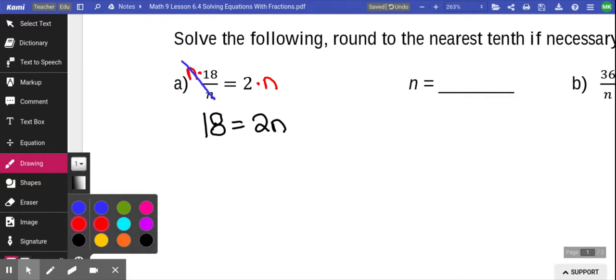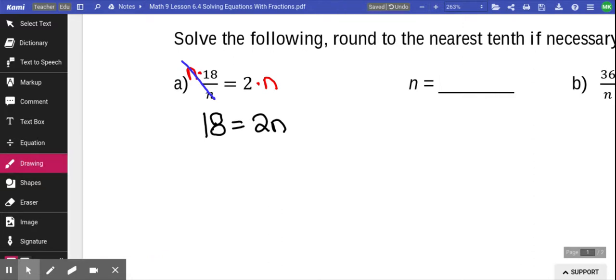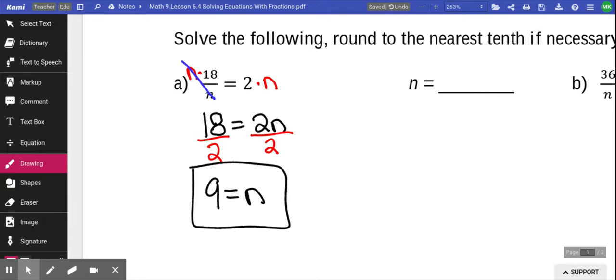Now you have a question with no fractions. These are super easy to solve. We just have to get the letter by itself. We do that by getting rid of that 2. So we have to divide both sides by 2, giving me a final answer of 9 equals n. So it's not that bad, right? You just find out what's on the bottom. You multiply everything by that letter or number.